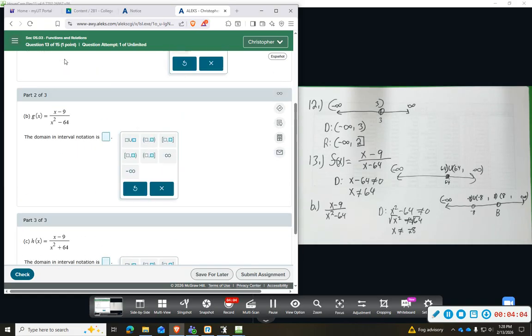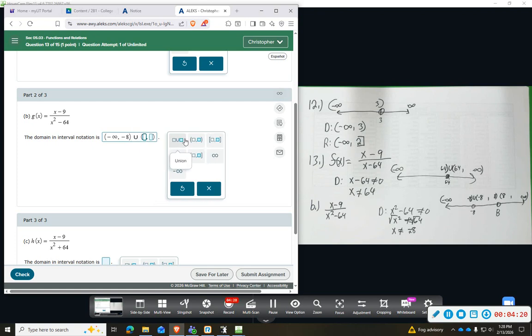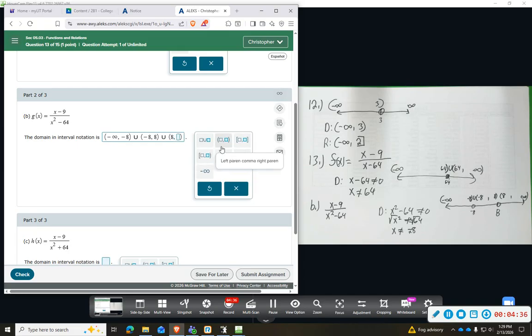So part B, we're going to have all parentheses, negative infinity to negative 8, union, negative 8 to positive 8, union, 8 to positive infinity.